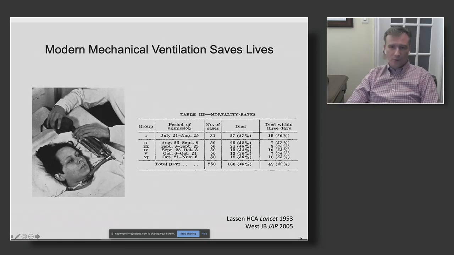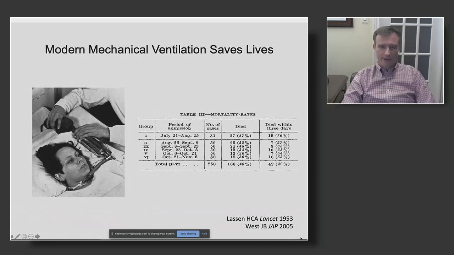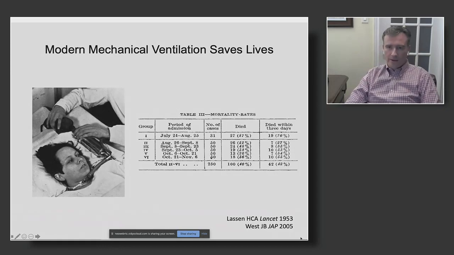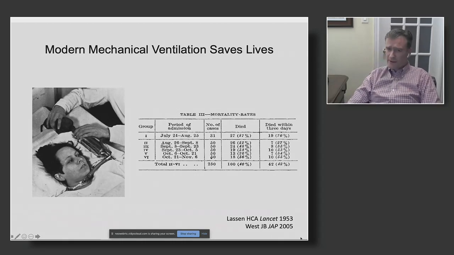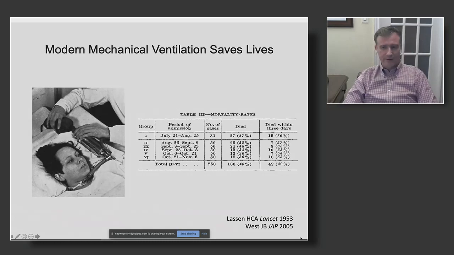But the important point I want to emphasize here is that before they initiated routine positive pressure ventilation for patients with respiratory failure from polio, they had about an 87% mortality rate. And in the months after initiating routine positive pressure ventilation, that mortality rate fell dramatically to 40%. So it's worth noting that if it wasn't for mechanical ventilation, I suspect the case fatality rate from COVID-19 would be higher than it is. And so what we're talking about is so important.